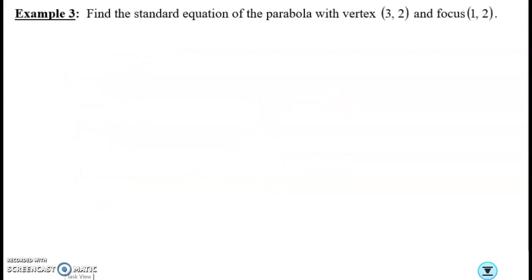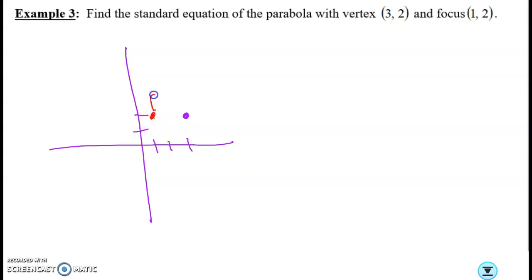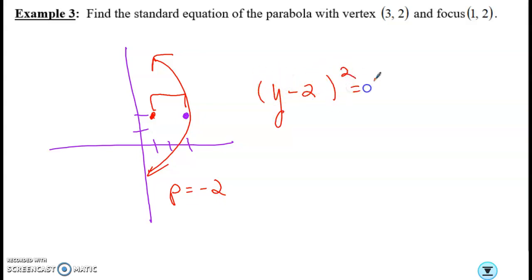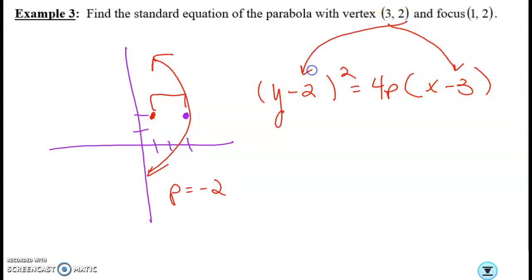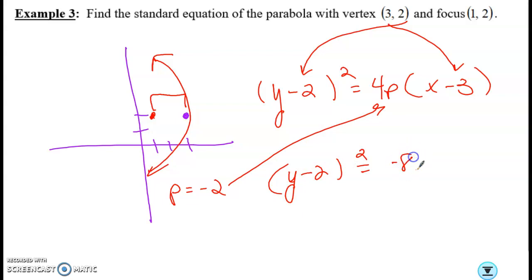Next one. This time the vertex is at 3, 2. And our focus point is at 1, 2. So this time it's opening this way. Our p value is negative 2 because it's going in the negative direction. y is squared, so this would be y minus 2 quantity squared equals 4p times x minus 3. h always goes with x, k always goes with y. And we just said that p is equal to negative 2, so y minus 2 quantity squared equals negative 8 times x minus 3 would be your equation.